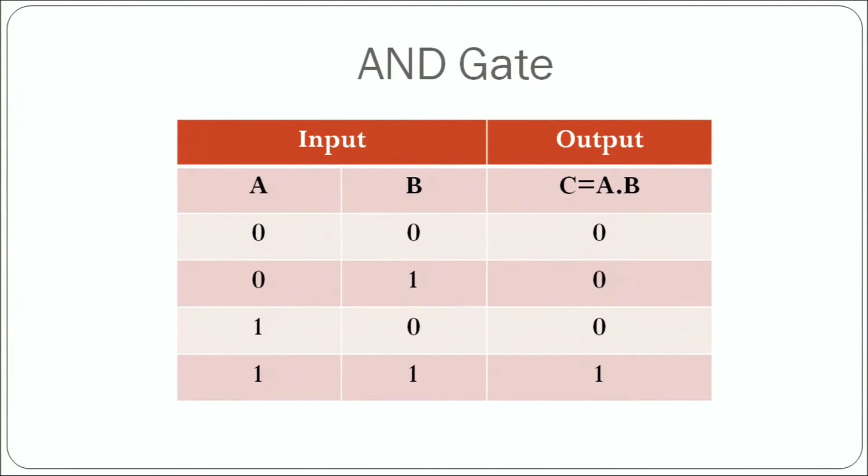So 0 into 0, when 0 is multiplied by 0, what do you get? You get 0. When 1 is multiplied by 0, you get 0. When 0 is multiplied by 1, you get 0 again, but when 1 is multiplied by 1, you get 1. So in the AND gate, output would be 1 only if A and B are both 1.